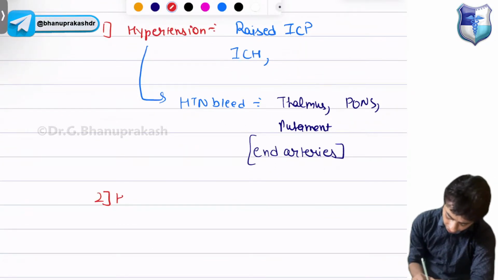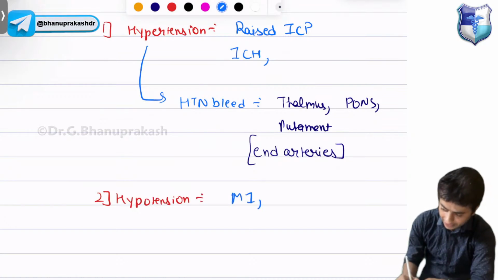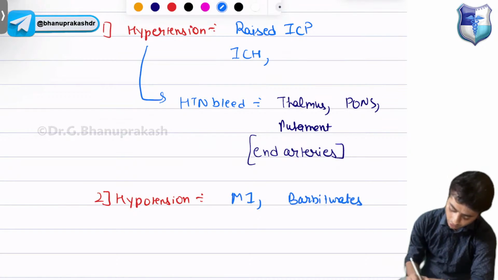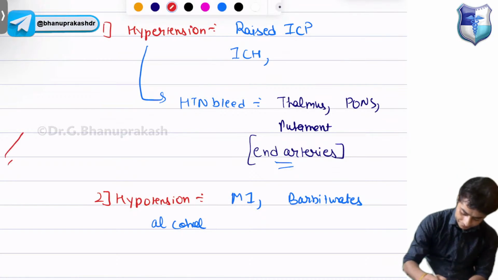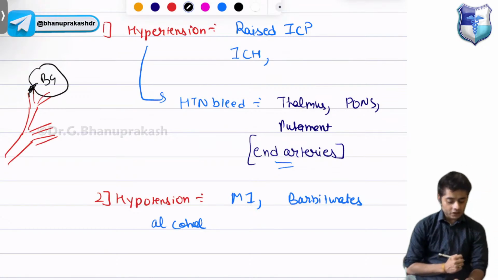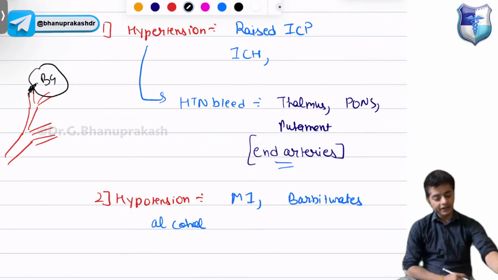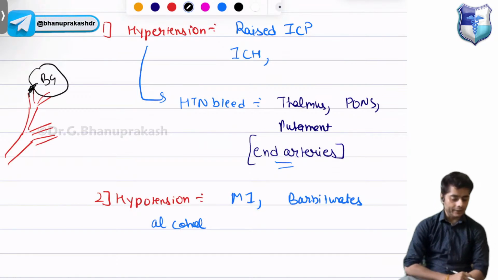After hypertension is your hypotension, and hypotension can happen when there is a patient of MI or barbiturates and alcohol. Beta, because these have end arteries. Suppose this is your artery, and this is another, and then further more small, and suppose this is your basal ganglia, so these are your end arteries. Okay, so end arteries have more chances of getting bleed in hypertensive cases. That's why basal ganglia generally bleed when there is a hypertensive bleed.